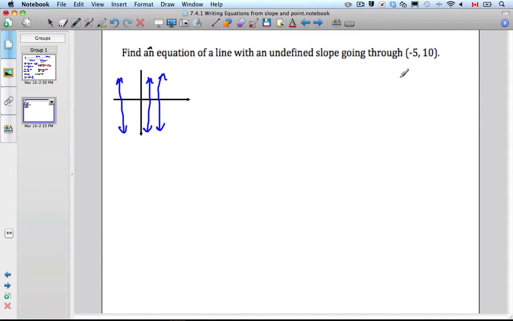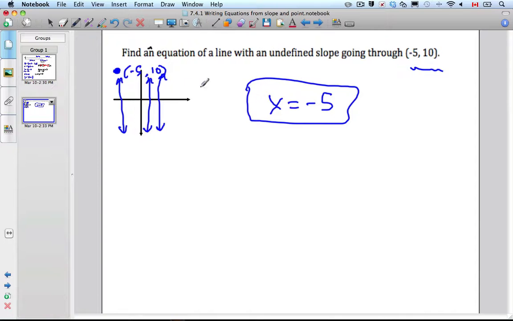But the one hint is that it goes through the point (-5, 10). So there's the point, and it's got to be a line. If it goes through (-5, 10) and it's a vertical line, then it must be x equals -5, going straight up and down.